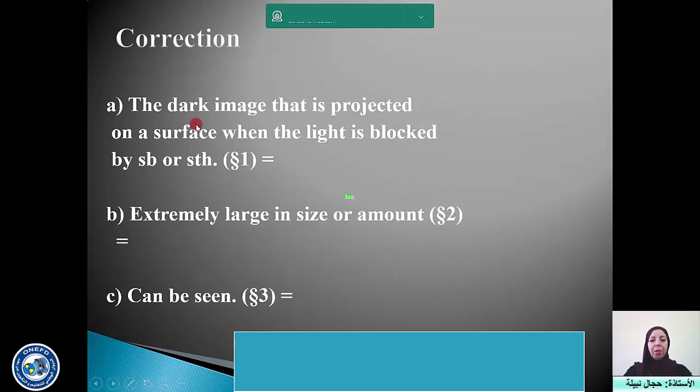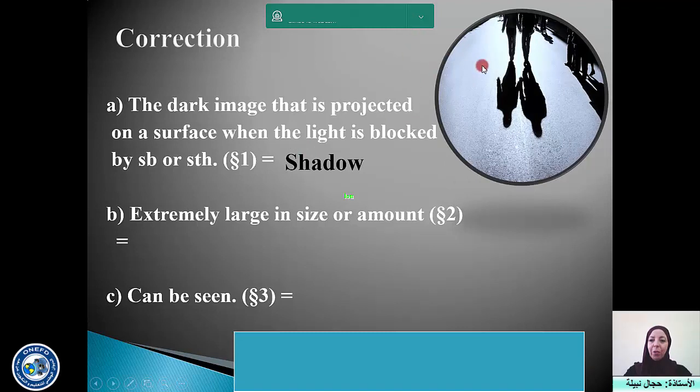So for the first definition, a dark image that is projected on a surface when the light is blocked by someone or somebody, we mean shadow. So what is a shadow exactly? You can see this in the picture. So you've got two persons walking in the street, and here are the shadows of these two persons. Why? Because there is light behind these persons and they are blocking this light. So the shadow appears on the surface here, on the ground. All right, this is the shadow.